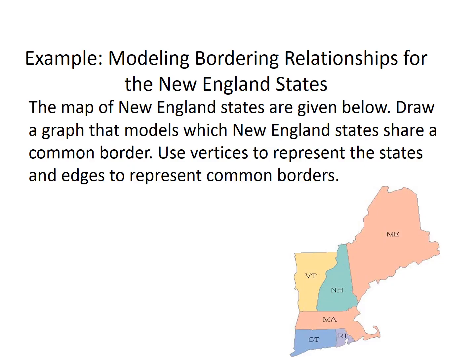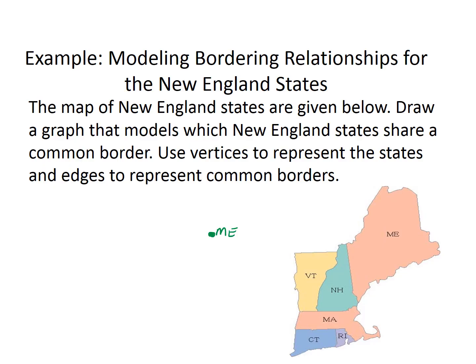So graphs, again, can model many things. Here is another example. It says modeling bordering relationships for the New England states. Draw a graph that models which New England states share a common border. Again, we're going to use vertices to represent the states and edges to represent common borders. Okay, so again, I'm going to draw my graph over here, but I'm maybe going to try to make my vertices kind of match up with where they are in terms of the picture.